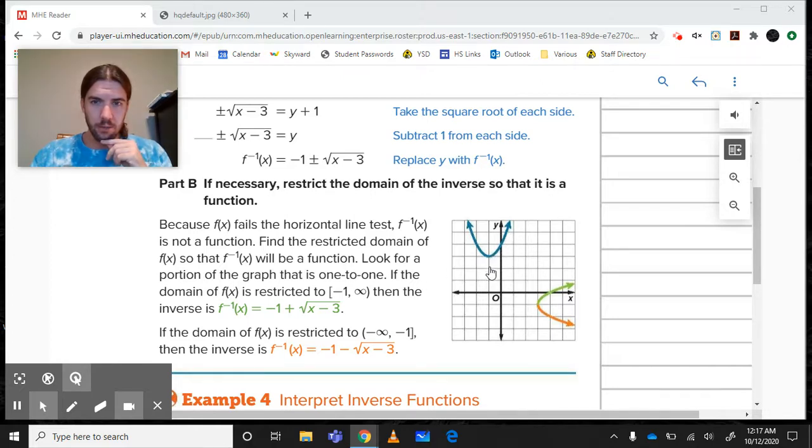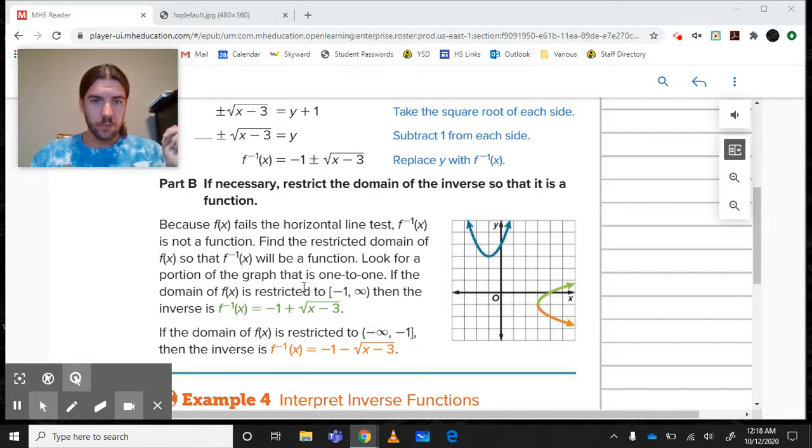So the domain is restricted from -1. We'll start here and we'll go out to infinity to the right. So we'll just say we're only going to look at the right half of this original function. Well, if we restrict it to only the right half, then we will get this green portion. We'll get -1 plus the square root of x minus 3. We get the top half here.